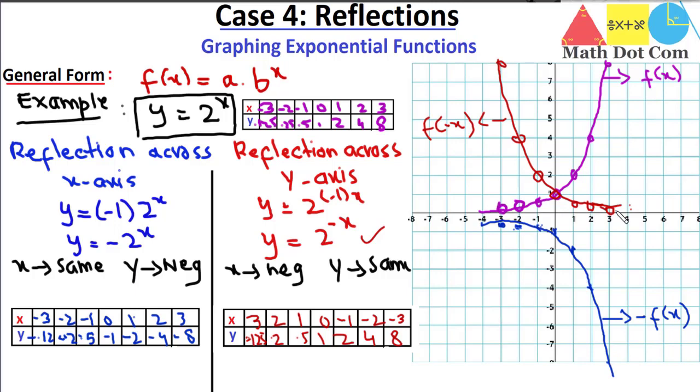So this is how these functions differ in terms of reflections, that is, how the exponential function behaves when we get the reflection across the x-axis and the reflection across the y-axis.